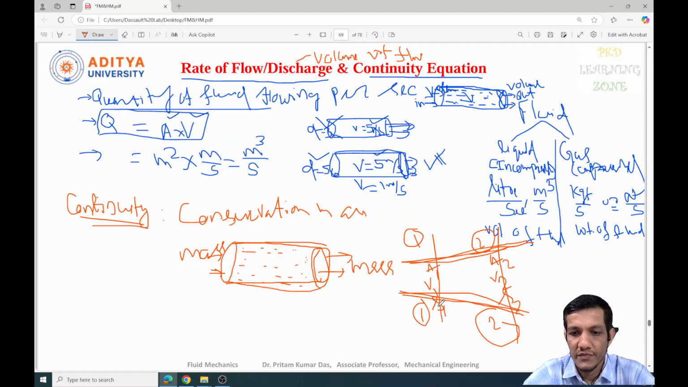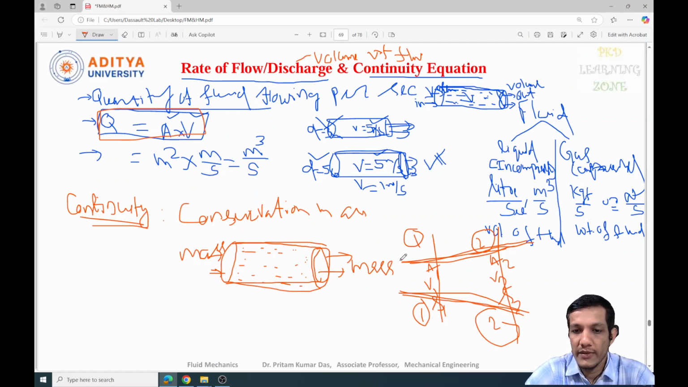Suppose it's flowing, the density will not vary. We know that the density of an incompressible fluid is not going to change. So for these two sections, the areas are different and the velocity is also going to be different, because we have seen the discharge.